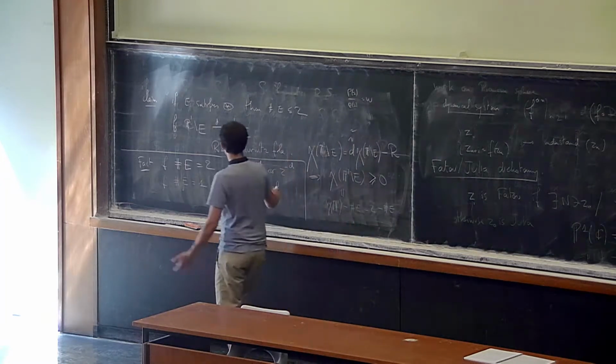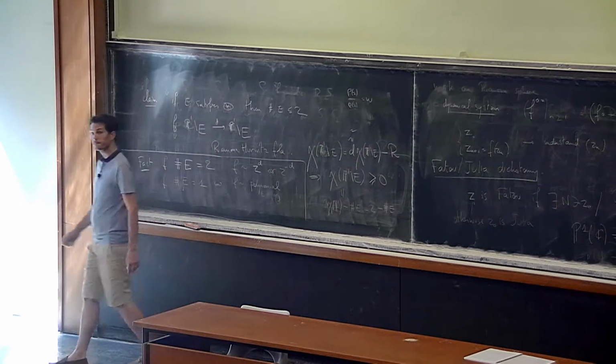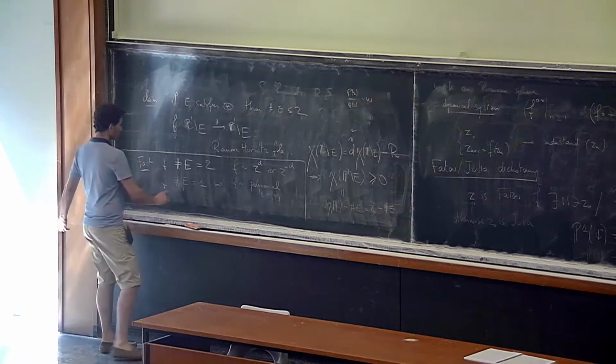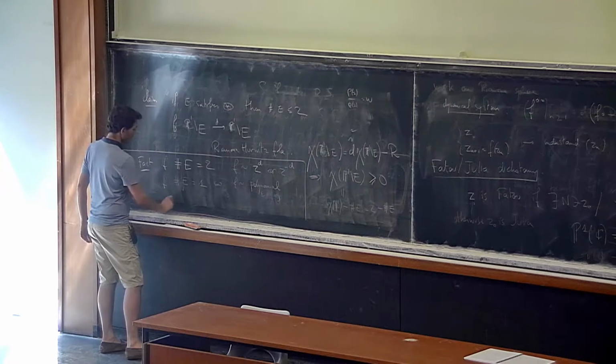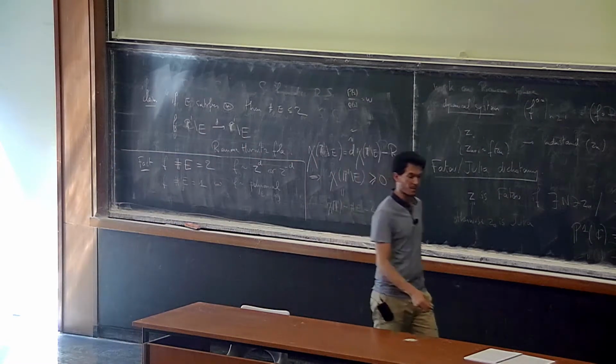And E in this case, of course, is the point at infinity. And the generic case, well, I don't have to say anything. The generic case, the remaining case, is the case where the exceptional set is empty.